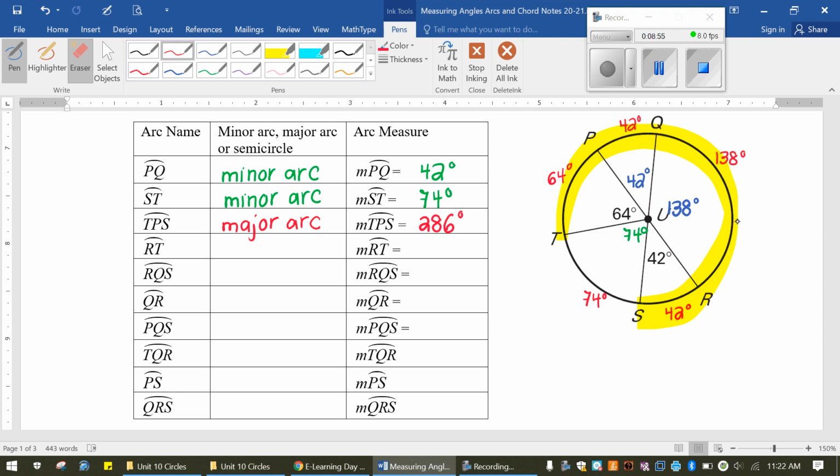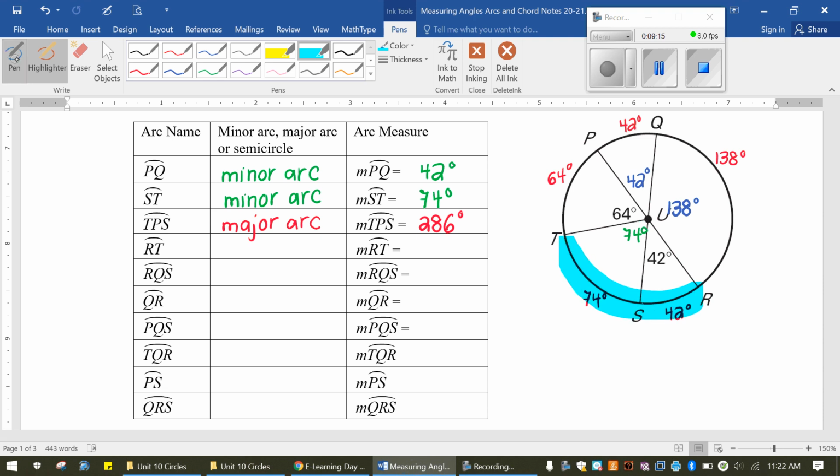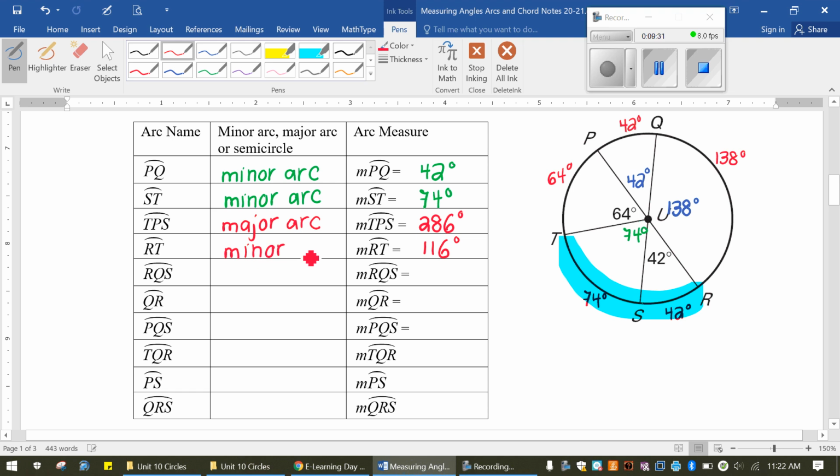Let me erase that arc. And let's do another one. We've got RT. So this is two letters. That means I want the shortest distance between them. So here's R. The shortest distance to T is to go to the left. So 74 and 42 together is going to be 116 degrees. That's less than 180 degrees, so that's a minor arc.